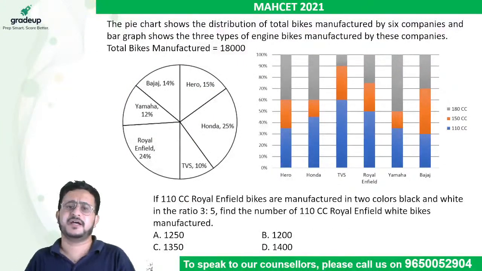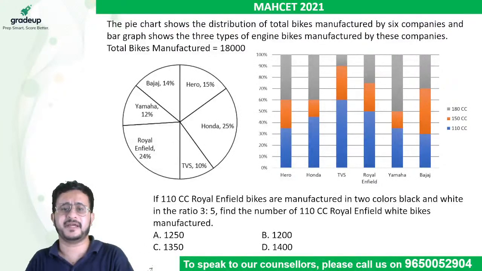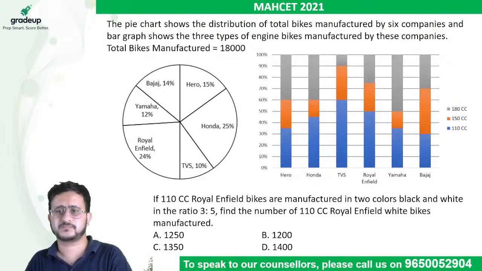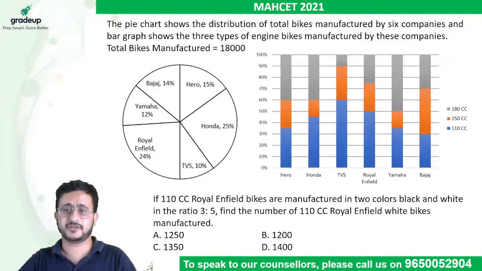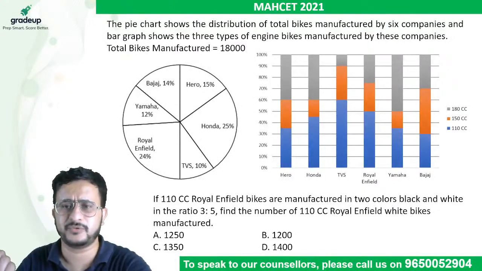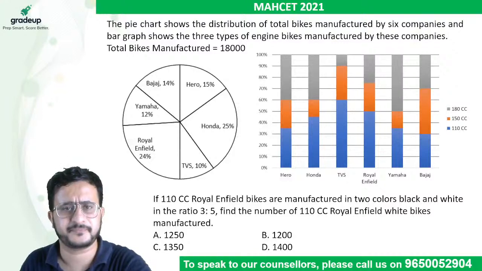All right, it says 110cc Royal Enfield bikes are manufactured in two colors, black and white, in the ratio 3:5. Find the number of 110cc Royal Enfield white bikes manufactured. So you have to find how many 110cc white Royal Enfield bikes are manufactured. So basically you will have to keep calculating percentages one after the other. Okay, so calculate those percentages and tell me what will be the value.